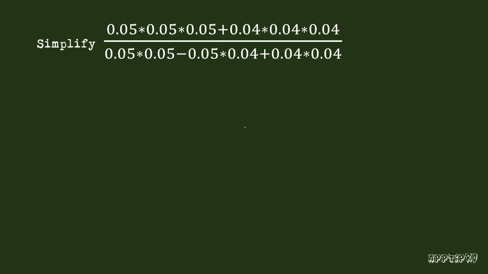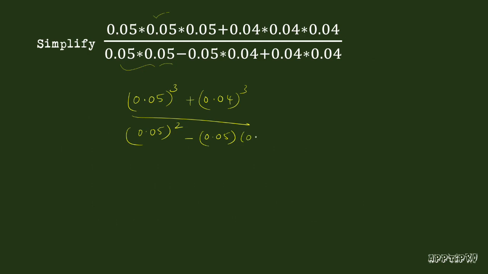First, look at the question properly. You can see that 0.05 is being repeated 3 times. 0.04 is also repeated 3 times in the numerator. So you can write it as 0.05 whole cube plus 0.04 whole cube divided by 0.05 whole square minus 0.05 into 0.04 plus 0.04 whole square.